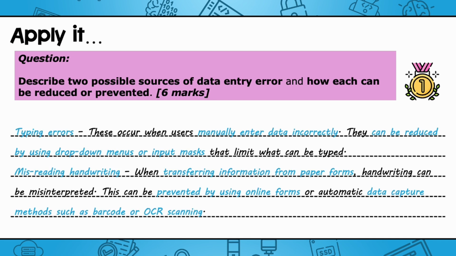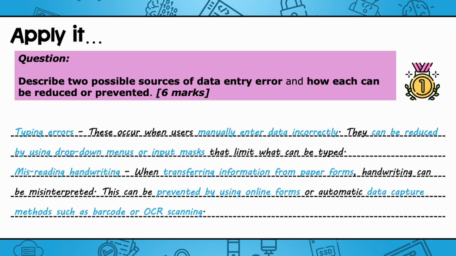So typing errors is 1 possible source of data entry error. So we've already got a mark there. So these occur when users manually enter data incorrectly. 2nd mark. They can be reduced by using drop-down menus or input masks. There's our 3rd mark, that limit what can be typed.